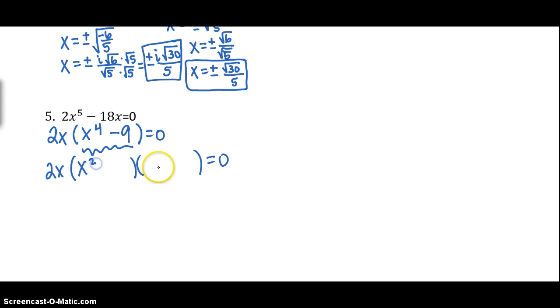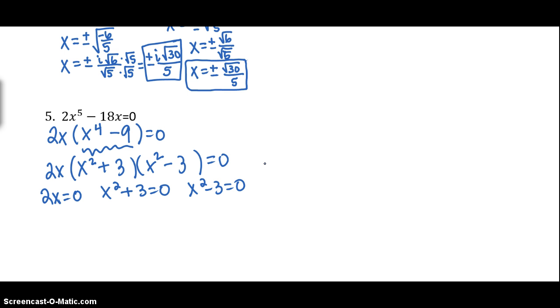We've already discussed how these will be x squareds now that we have x to the 4th. And then the square root of 9 would be 3. And then it's plus or minus, whatever floats your boat. Both of those would be right. Now, check it out. We have 3 things to set equal to 0. 3 of them. So we have 2x equals 0. We have x squared plus 3 equals 0. We have x squared minus 3 equals 0. And we solve all of these.